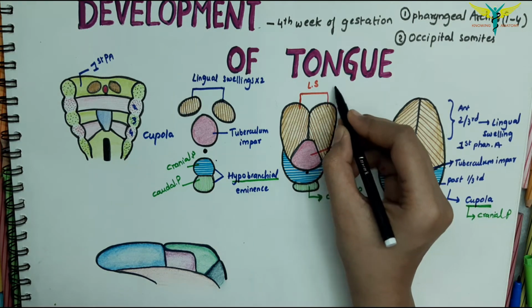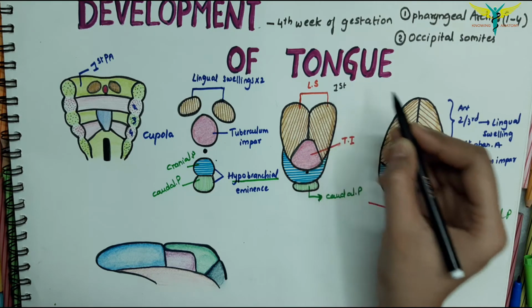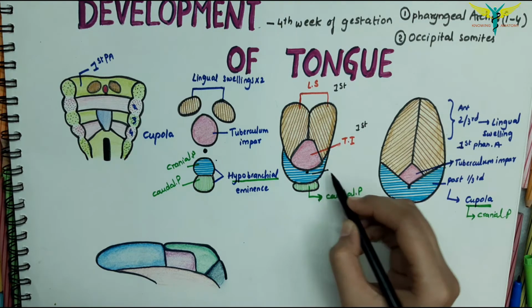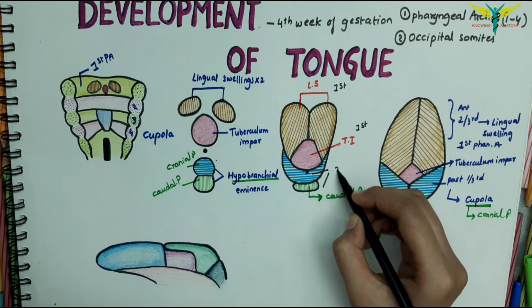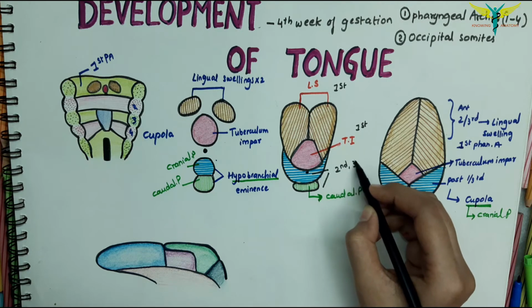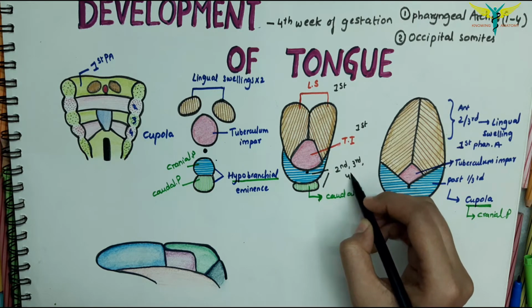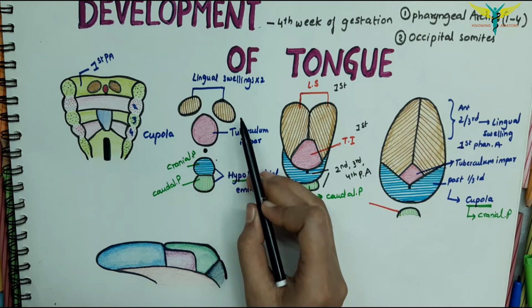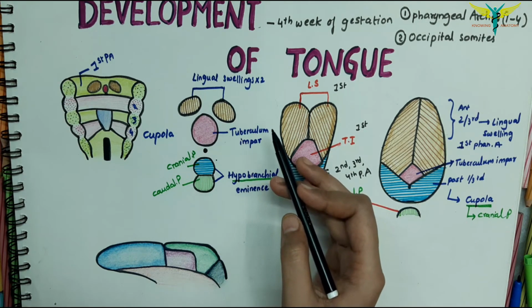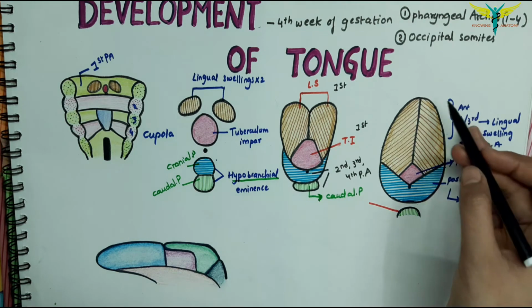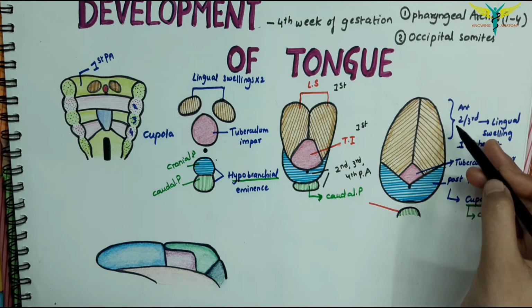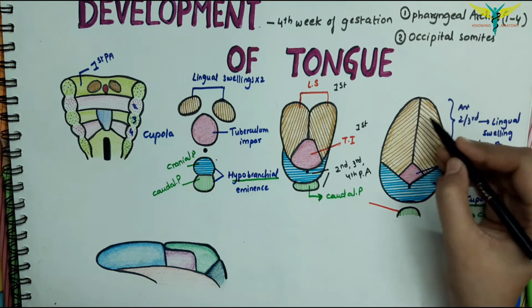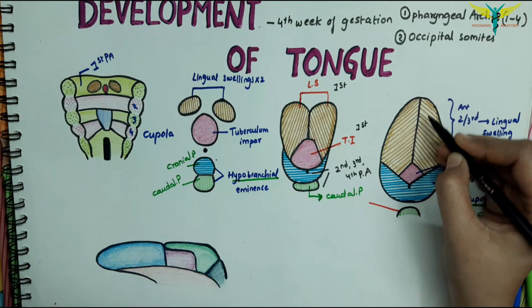The lingual swellings arise from the first pharyngeal arch. The tuberculum impar arises from the first pharyngeal arch. The hypobranchial eminence arises from the 2nd, 3rd and 4th pharyngeal arches. During the 4th week of development, the lateral lingual swellings overgrow the tuberculum impar and merge together, forming the mucosa of the anterior 2/3 of the tongue. Their line of fusion is marked by the median sulcus of the tongue.